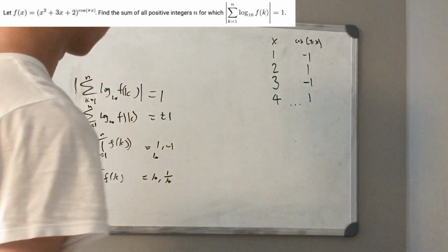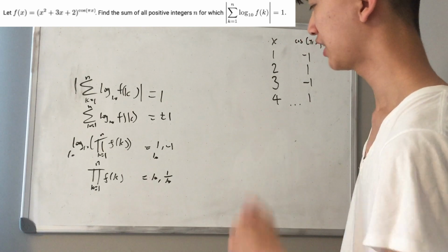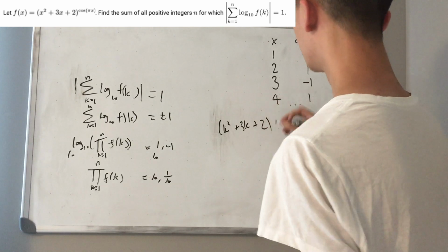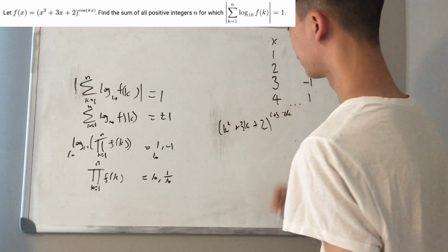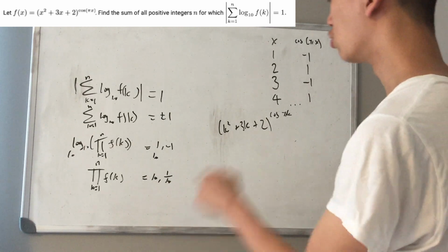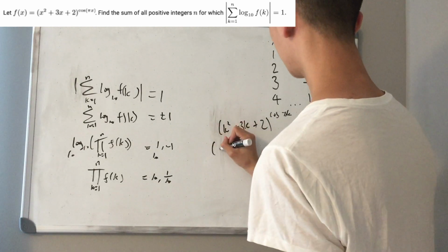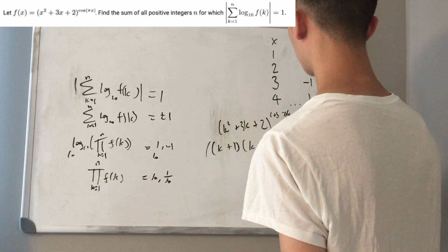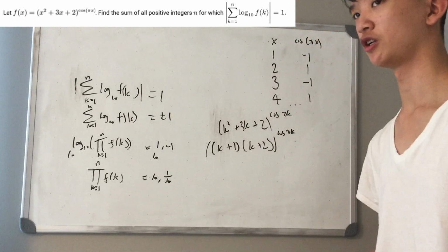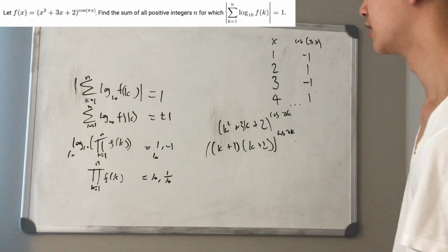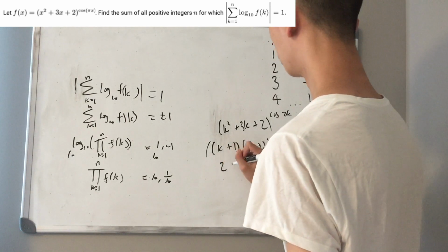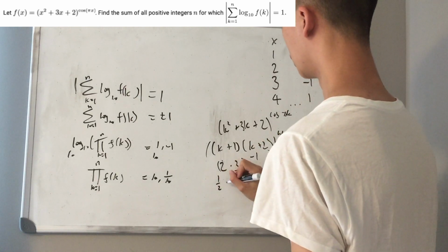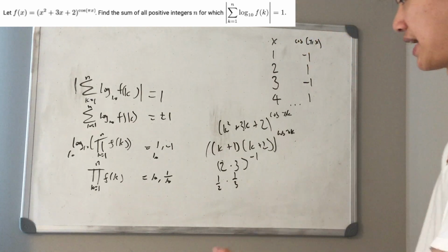Now, we go back to here. Consider the first few values of f of k. f of k is k squared plus 3k plus 2 to the power of cosine of pi k. The first thing we can do is factor this as k plus 1 times k plus 2, all to the power of cosine of pi k. This is really important because we are going to do something called a telescoping series. Let k be equal to 1. Then we have 2 times 3 to the power of negative 1, which gives us 1 over 2 times 1 over 3.